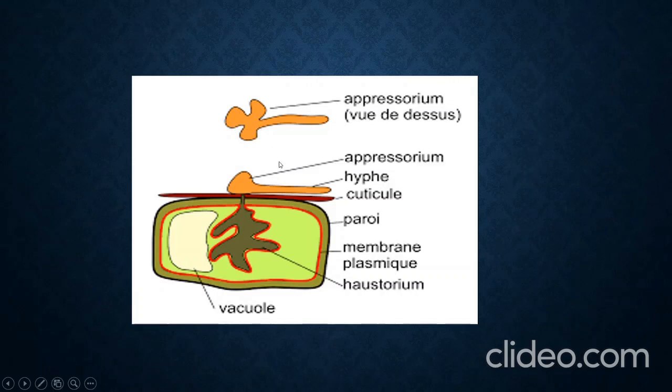When this fungus comes in contact with the plant cell, it forms a haustorium. This haustorium penetrates inside the cell and absorbs the nutrition. This absorbed nutrition helps the growth of the fungus on the surface of the cell.